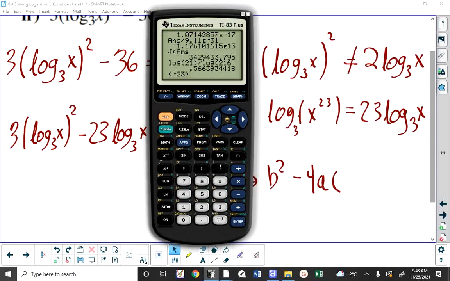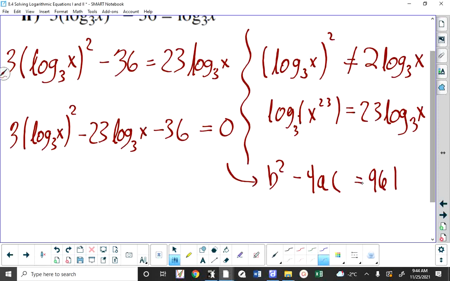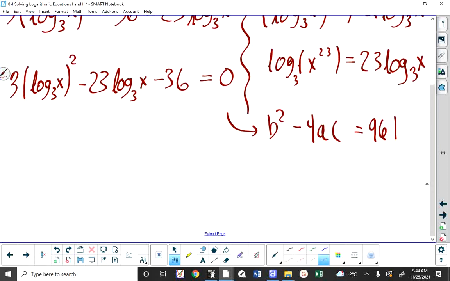Negative 23 squared, you would need the negative in brackets. I personally wouldn't even put the negative in because when you square a negative, it becomes positive. Minus 4 times 3 times negative 36. That looks suspiciously like a perfect square. 31 squared. So because this is 961, which is a perfect square, it's factorable. It's funny, I didn't even look to see if I could factor a 3 out first, but I can't. This won't be too bad.